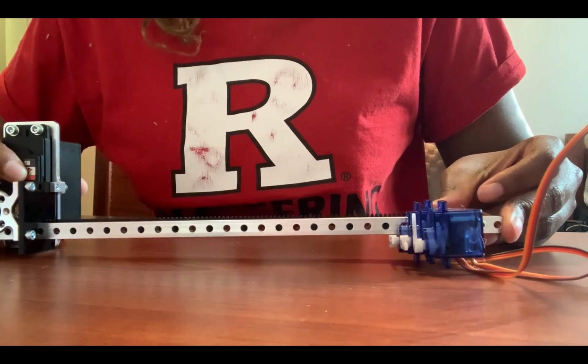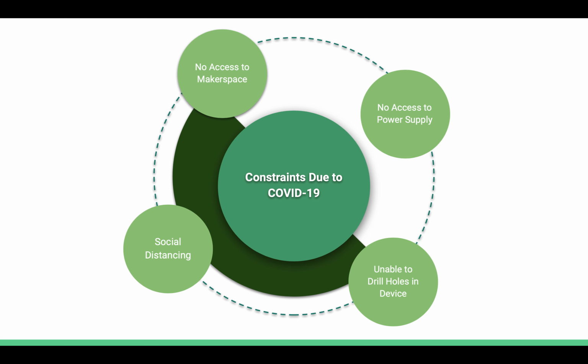In addition to our normal challenges, we also have further constraints due to COVID-19. First and foremost, there was social distancing. Social distancing not only limited us from meeting up as a group, but we weren't able to meet with our advisor in person. Due to timing constraints, we weren't able to have as many WebEx calls as often as we were to meet in person. Furthermore, we no longer had access to the Makerspace lab on campus. We did not have access to the power supply, and we were unable to drill holes in devices. And finally, because each component was with a different group member, we weren't able to fully get our prototype up and running.